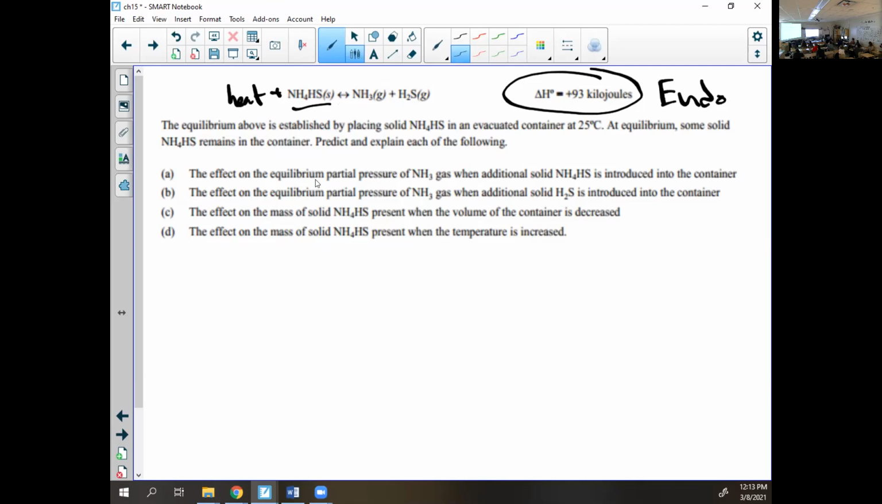So we want to know the effect on the equilibrium partial pressure of NH3. So we want to know what happens to this if we add more of this. If I add, I go where? Away, which means this side goes up, and this side decreases. You okay with that? So we would say more NH3 is formed. Your explanation would be that if you add to one side, you produce more of the other. So far, okay? Okay, next.